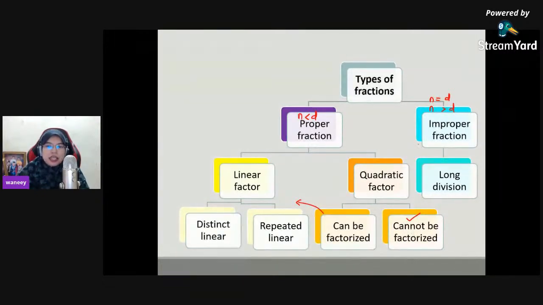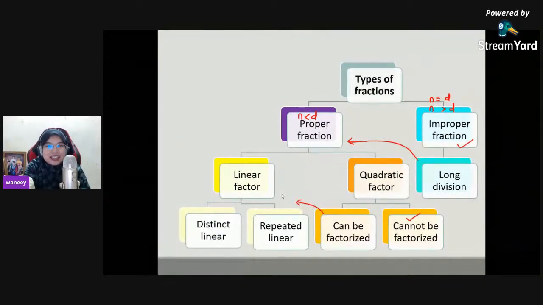And then this is the other case that we are going to solve today, where the fraction is improper. Okay, so we got to do long division first to change it into proper fraction before we can proceed with partial fraction. Banyak tu perkataan fraction ni. Okay, next.